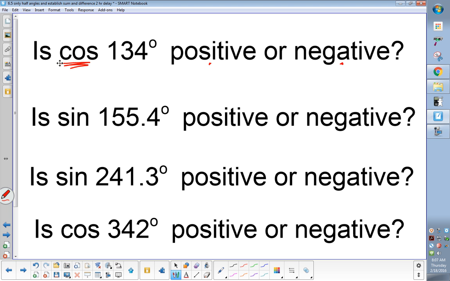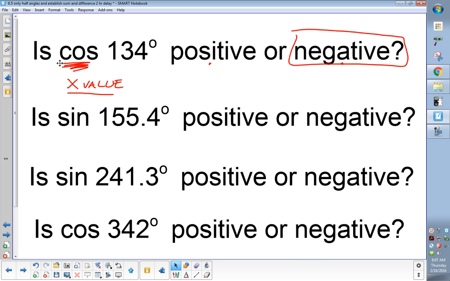So if we're thinking cosine, I always think x value. Is your x value going to be positive or negative at 134 degrees? Well, 134 degrees would fall in the second quadrant. And in the second quadrant, your x values are all negative. So cosine of 134 would be negative. Okay, let's just kind of work through a couple more of these.